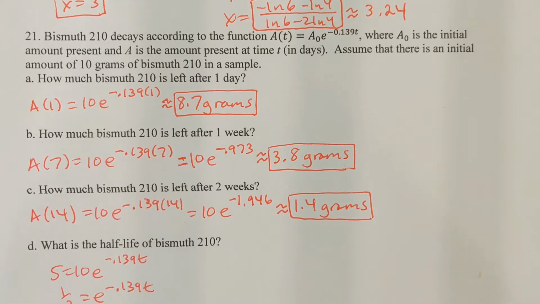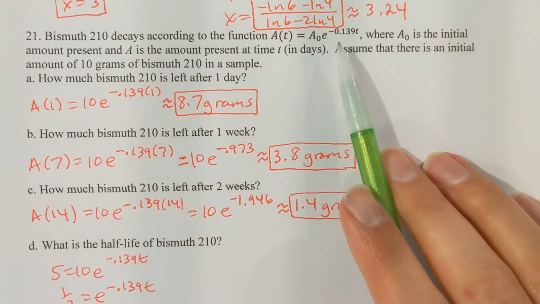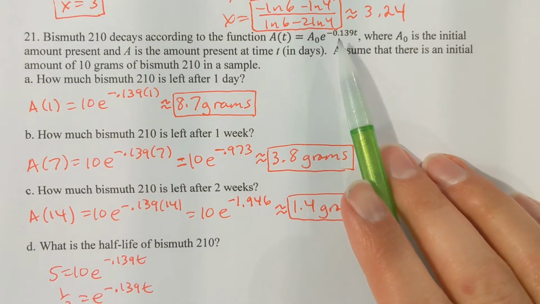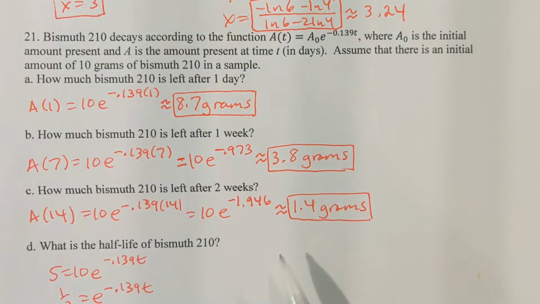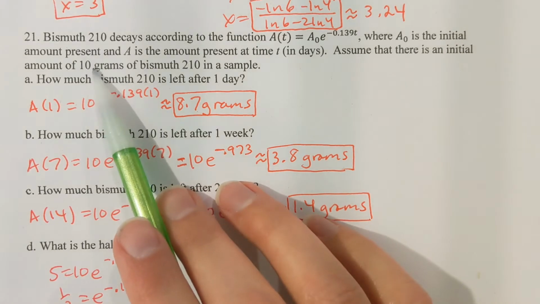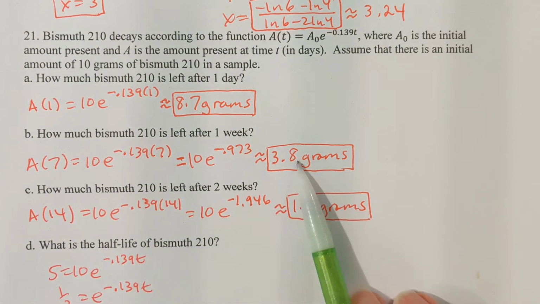Problem 21, bismuth 210 decays according to the function which is given there, A of t, where A sub 0 is the initial amount present and A is the amount present at time t, which is in days. Assume that there is an initial amount of 10 grams of bismuth 210 in a sample. Now, the first thing that I notice here is that the exponent on this function is a negative. That means that over time, there's going to be less and less bismuth 210 in the sample. Like we're starting with 10 grams of this stuff. As time goes on, there's going to be less and less of that there.